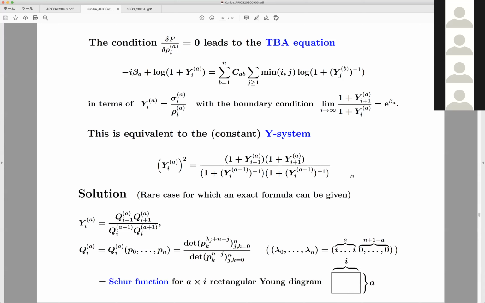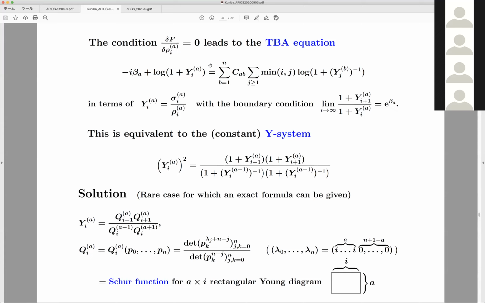Now the solution is given by this formula. Maybe you may feel that this is some version of discrete soliton equations, and this is a solution in terms of tau functions. It's really so. Q_i is a Schur function associated with the A times i rectangular Young diagram with fugacity parameters, sorry, IID parameters in it. And this is the usual formula of the kind of wave variable in terms of tau functions. You may regard it like that if you wish. Anyway, this is a closed formula for the solution of the minimality condition of the free energy.